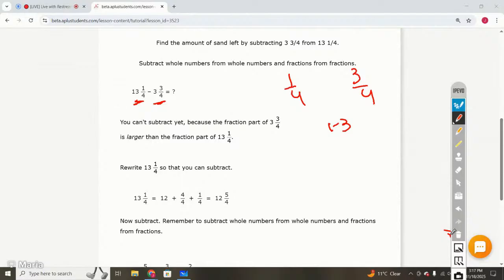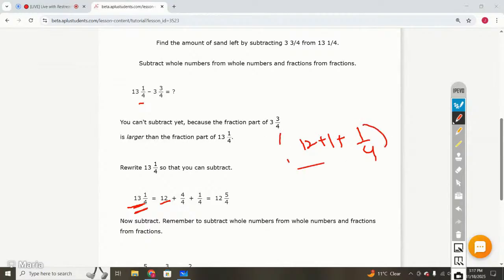That's why we need to break down this fraction. How do we break down? The whole number is 13. We need to write that 13 as 12 plus 1. 12 plus 1 makes 13 again, right? And then the fractional part is 1 over 4. Why are we doing this? Just to make the numerator of the first fraction greater than the second one, right?